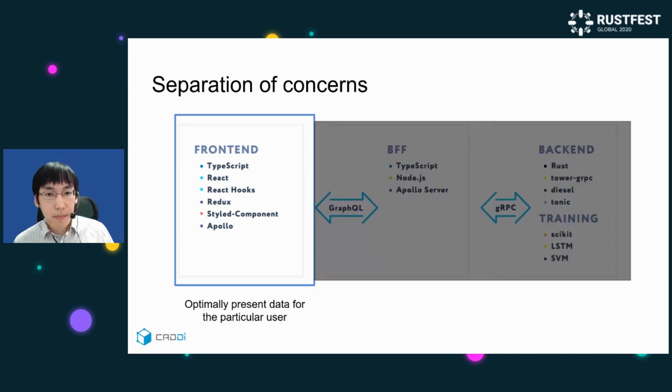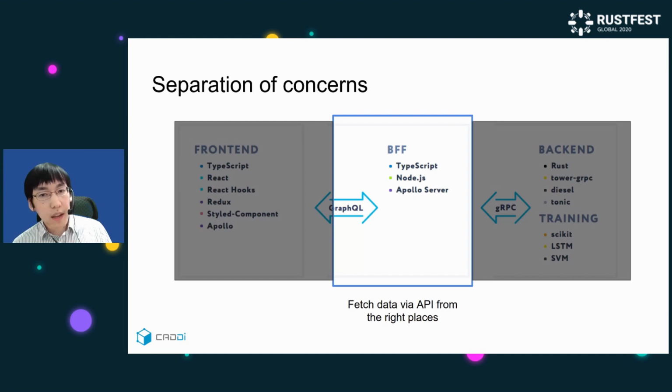On the left is the front end, which is designed to optimally present data to the customer or the user in the task that they are doing right now. The BFF, the backend for front end, is a TypeScript Node.js process, and its role is to fetch data from wherever the data is, whether it's another API, another system, a third-party API, whatever it is, its job is to go and get the data.